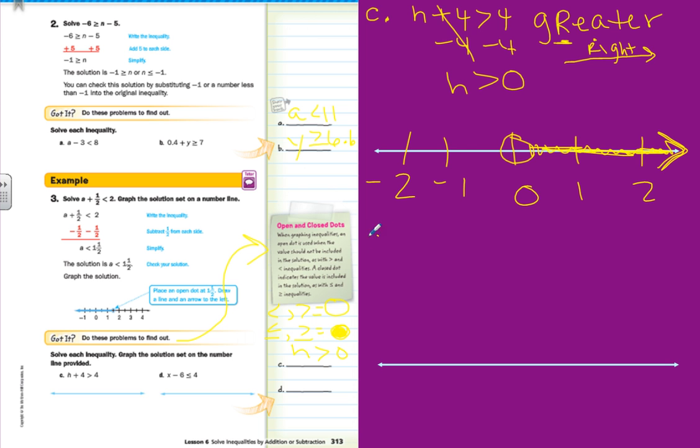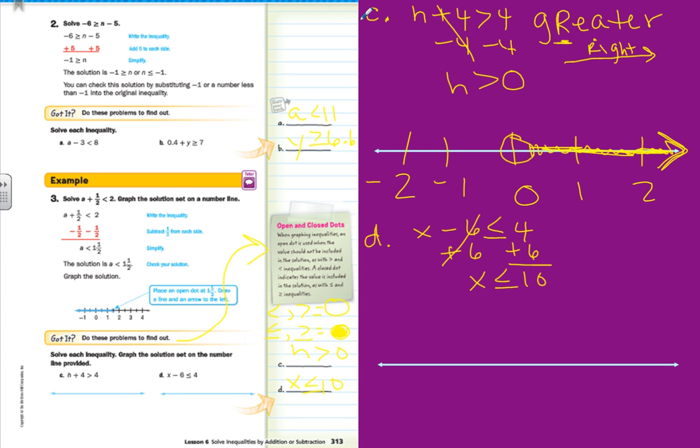Okay, so let's do letter D. We have x minus 6 is less than or equal to 4. Let's do the opposite of negative 6, adding it to both sides. Those will cancel out. X is less than or equal to 10. 4 plus 6 is 10. So here's our answer: x is less than or equal to 10.